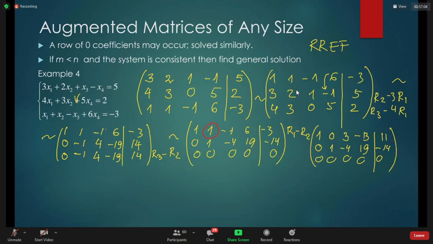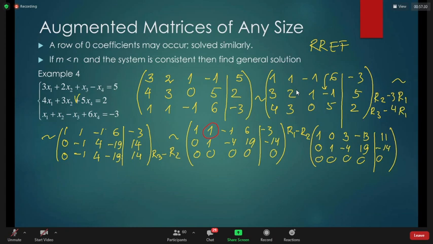So you see what happens now. I cannot get rid of 3 in the first row, because if I use the second row to do that, I will inevitably spoil the 0 in the first row. I cannot eliminate minus 4 in the second row, because if I do it using the first row, it will spoil the 0 in the second row. So this is where we stop.